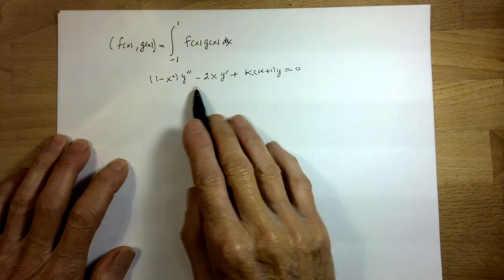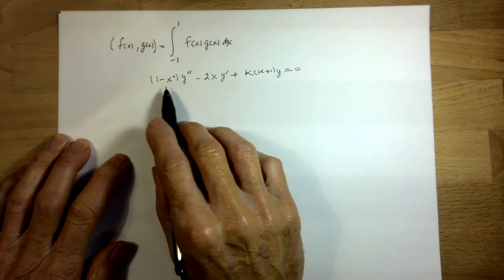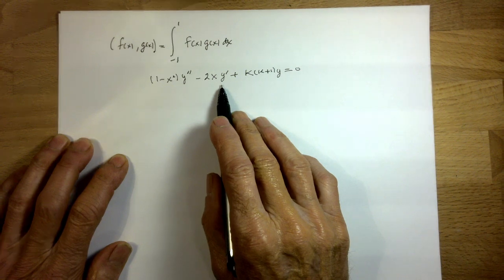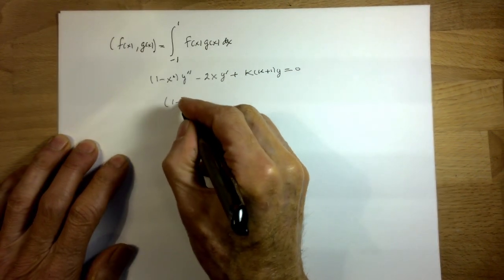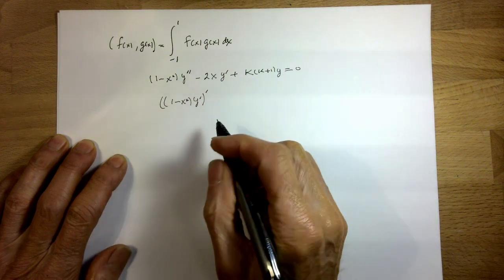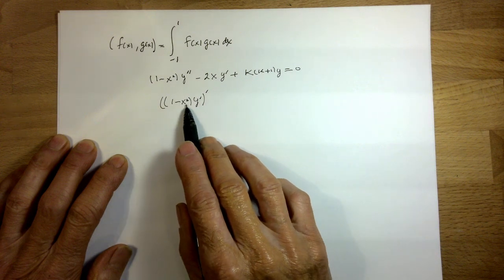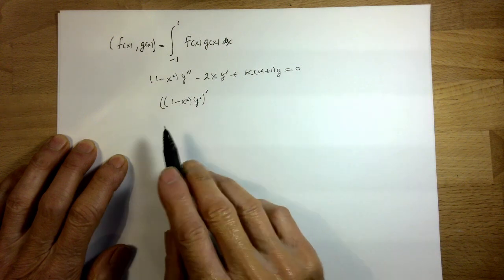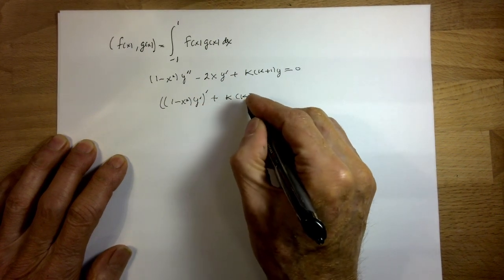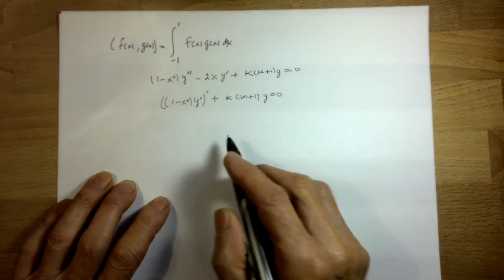What we're going to do is notice something about this equation, which is that if we look at the derivative of (1 minus x squared) y prime, we get these three terms. That is, (1 minus x squared) y prime; the derivative of that is (1 minus x squared) y double prime minus 2x y prime. So we can rewrite the Legendre equation this way.